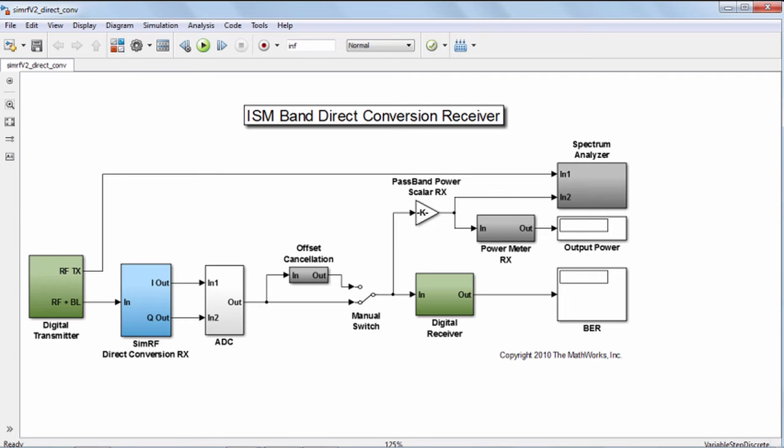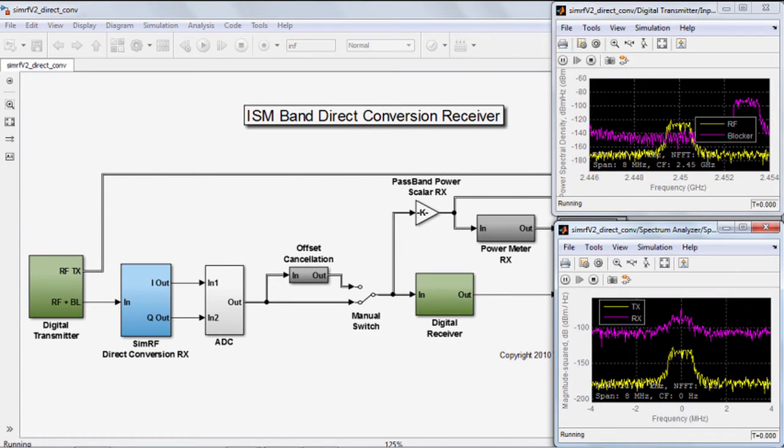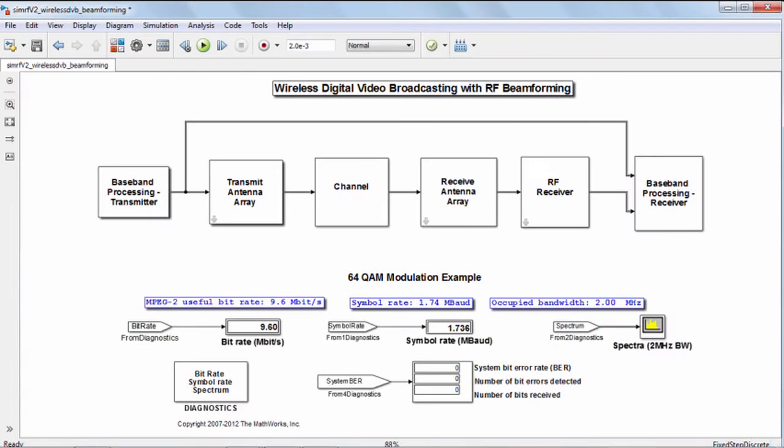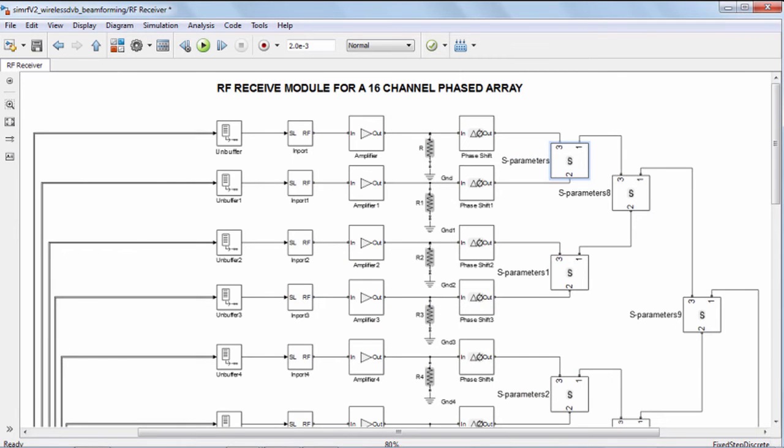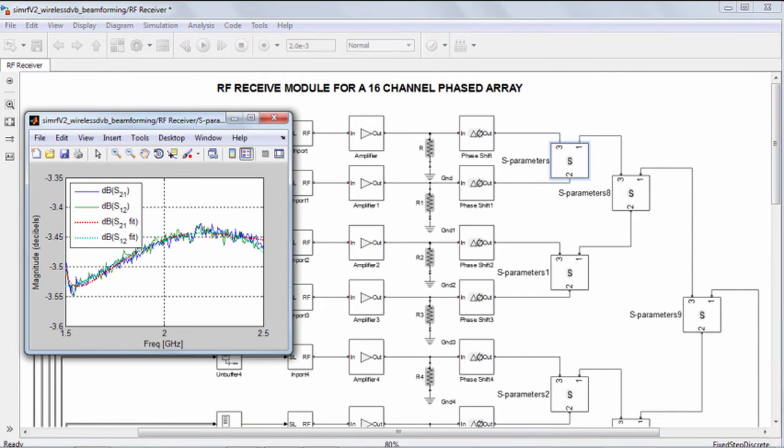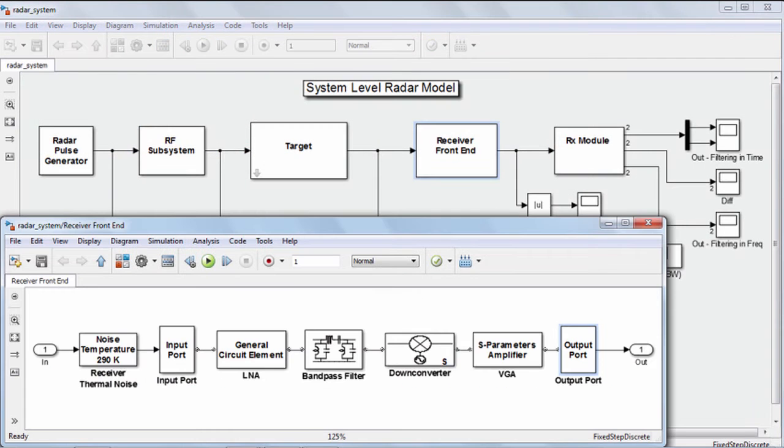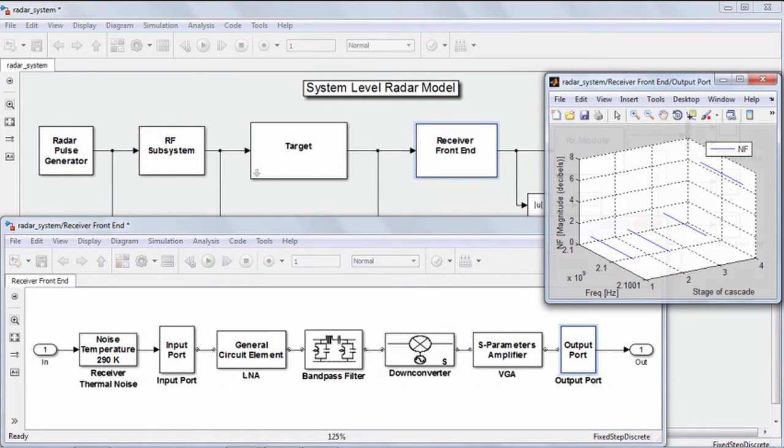RF Blockset is a Simulink library and simulation engine for designing RF systems. It includes models of amplifiers, mixers, S-parameter blocks, and other basic blocks. With RF Blockset, you can design the architecture of wireless transceivers used in communication and radar systems. You can connect these blocks and simulate the behavior of RF frontends at the system level.